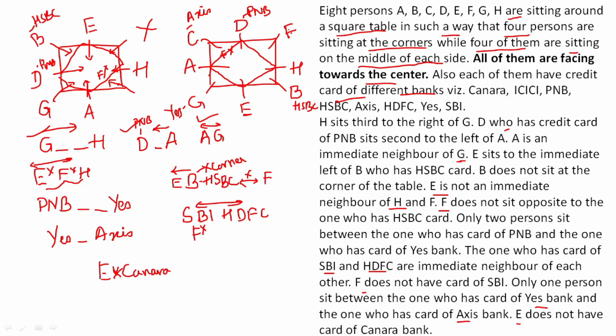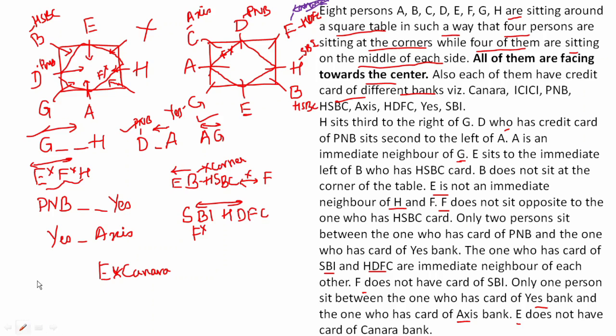Now try to understand. If I put Canara Bank on F, then there will be a problem. What will be the problem? HDFC and SBI: F is not SBI. So they are giving a clue that it is here only. So H is SBI and F is HDFC. I cannot put Canara Bank here, because if I put Canara Bank here, we will not be left with any two places where SBI and HDFC can be. So this is not possible.